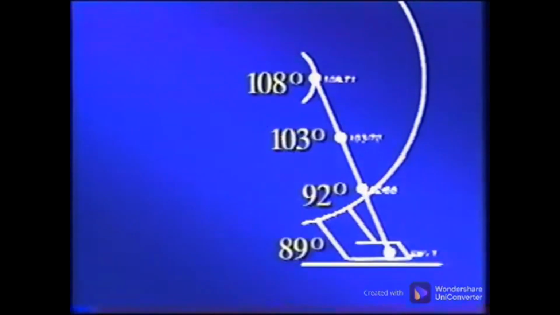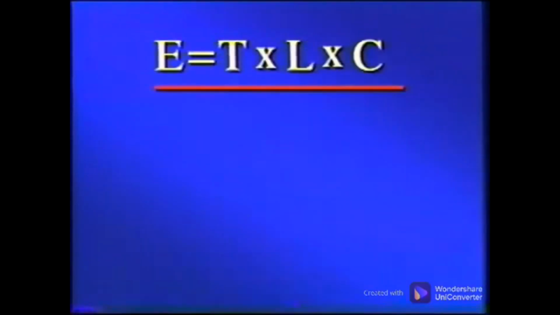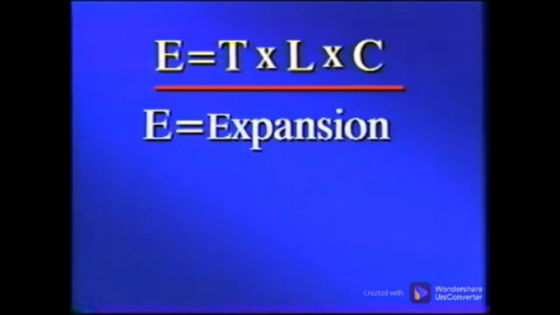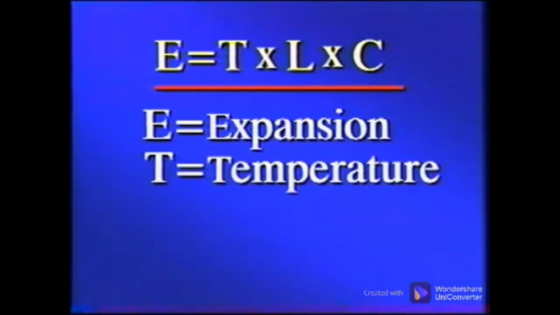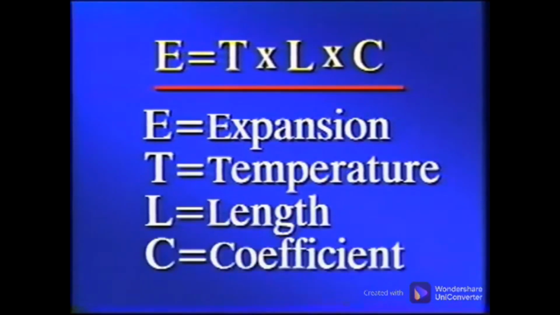Temperatures are recorded for both the online and offline conditions, and their differences are averaged to a single number at each bearing location. The amount of expansion is then calculated using the formula E = T × L × C, where E is the expansion in mils, T is the temperature in degrees Fahrenheit, L is the length of a vertical line from the center of the shaft to the shim plane, and C is the coefficient of thermal expansion in mils per inch degrees Fahrenheit.